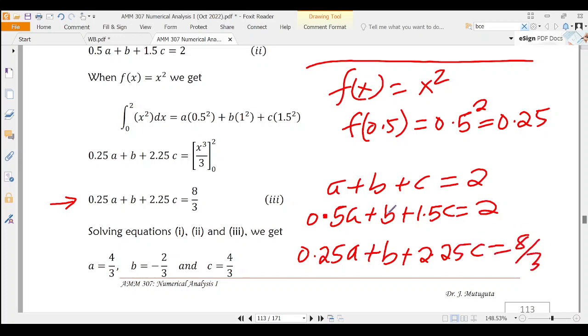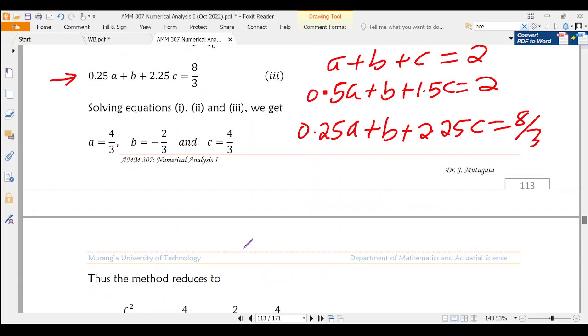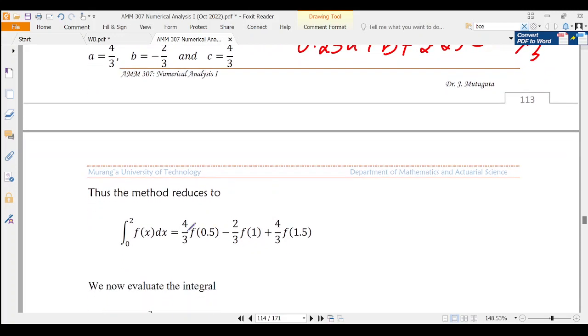Now, these are 3 equations in 3 unknowns. If you want to solve these, you can easily eliminate b from these equations. So you can take the first equation, subtract the second equation, that will eliminate the unknown b. Then you can take the first equation, subtract the third equation, again you eliminate b. So you are left with 2 equations in 2 unknowns. Then you can eliminate one of the unknowns. So once you do that, you get the value of a is 4 over 3, b is negative 2 over 3, and c is 4 over 3. Then you substitute back and you get the method.